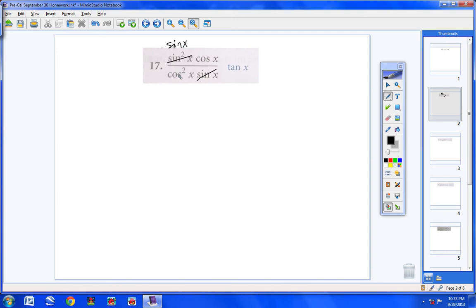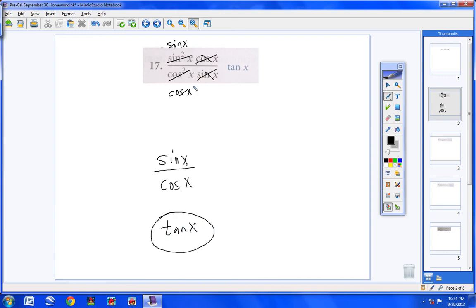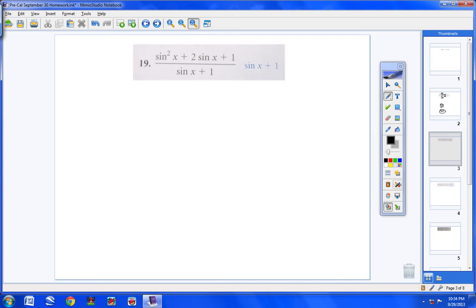Here you have two cosines down here, one cosine here, so take one cosine away from both of those, and you're left with a cosine x in the bottom, and of course this is totally gone up here. So what you're left with up top is sine x, and what you're left with in the bottom is cosine x. Now, if you'll look at your basic trig identities I gave you the other day, sine over cosine equals tangent. So that's it. That's a pretty simple problem, and you've taken this rational expression and simplified it down to tangent x. Let's take a look at number 19.